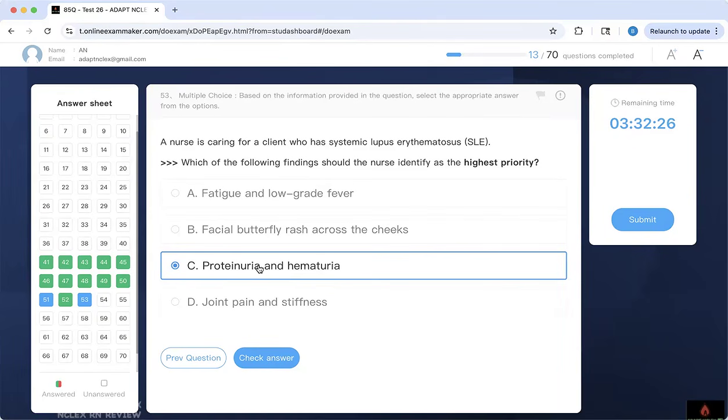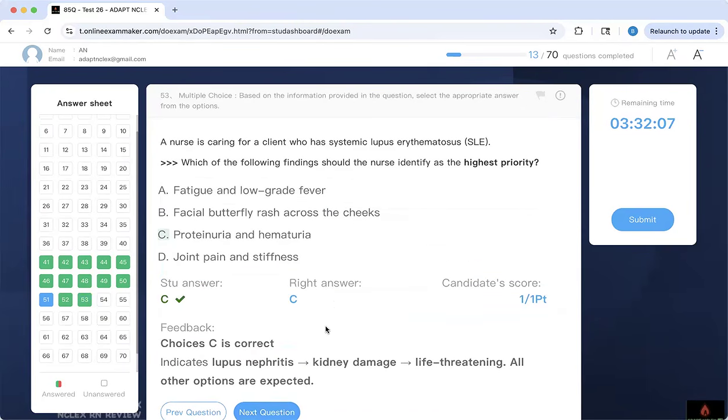That's lupus nephropathy, or carditis. If it affects your heart, it's a problem. This is a manifestation of a bad problem. Low-grade fever and fatigue, expected finding. Facial butterfly rash is the classic symptom of systemic lupus. And then we have joint pain and stiffness. That's not a problem.